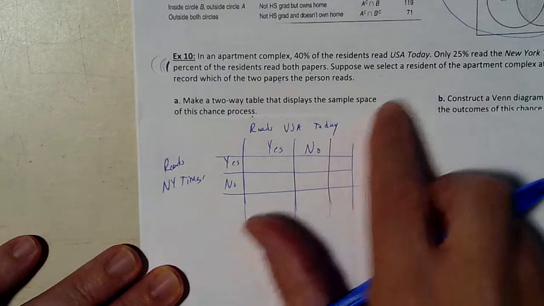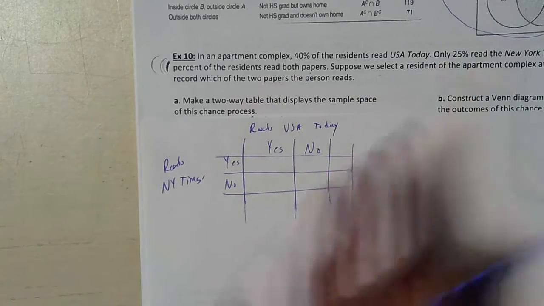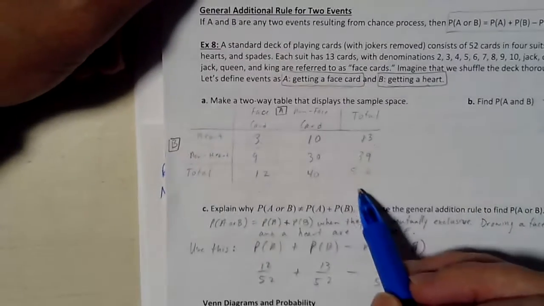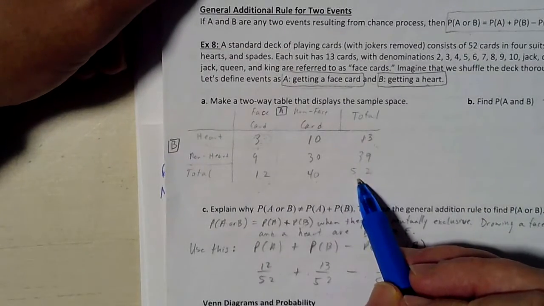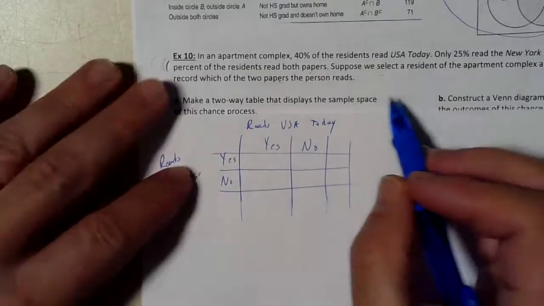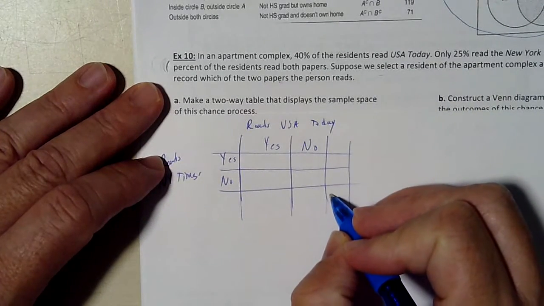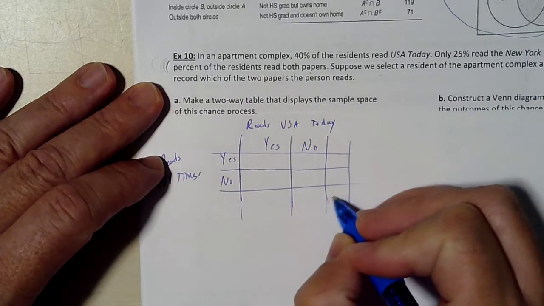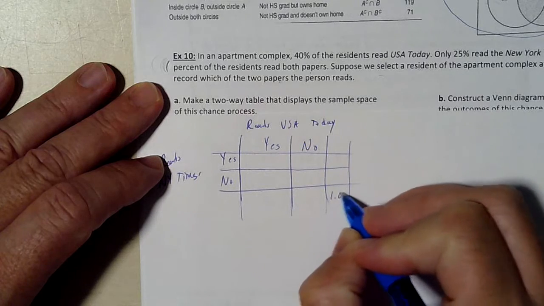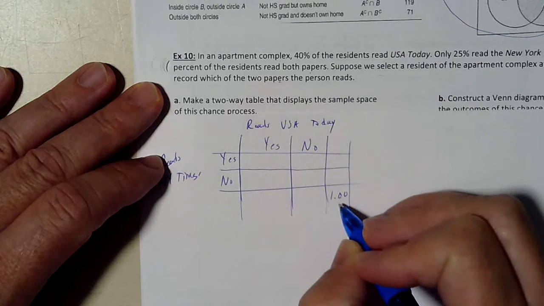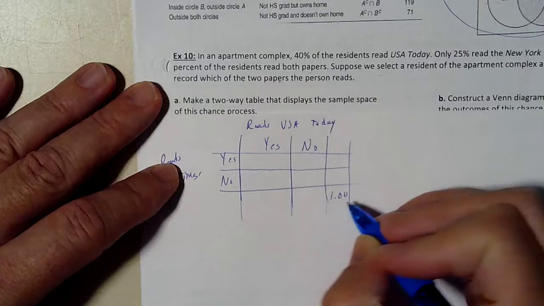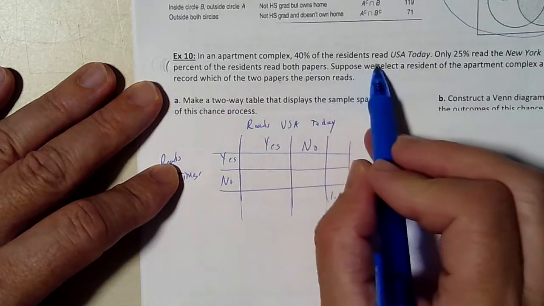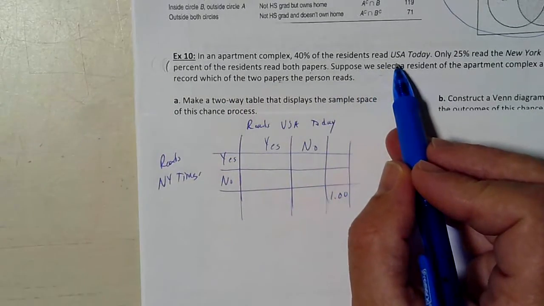Okay, now this one actually gave us percents instead of counts. On the previous example we did with the deck of cards, we had counts. Okay, so if they give you percents, we know the total is 100%. Good spot to start. Now you can do it 100% or you can do it in decimal form. I'm going to go ahead and do decimal form. So we know this is 100. All right, so what do we know? 40% of the residents read USA Today.